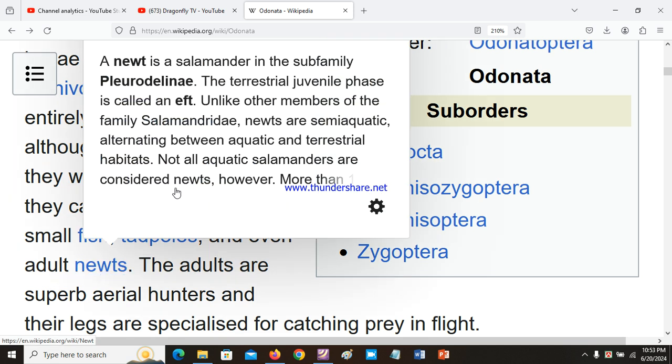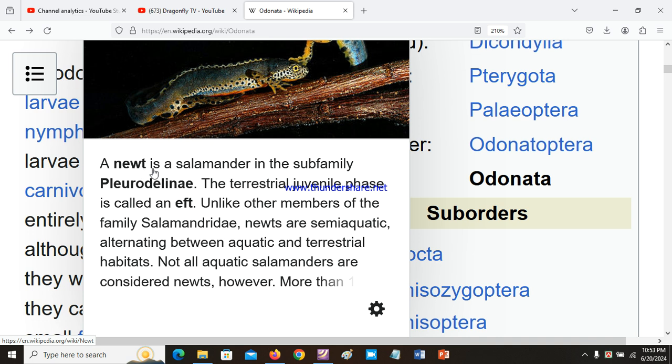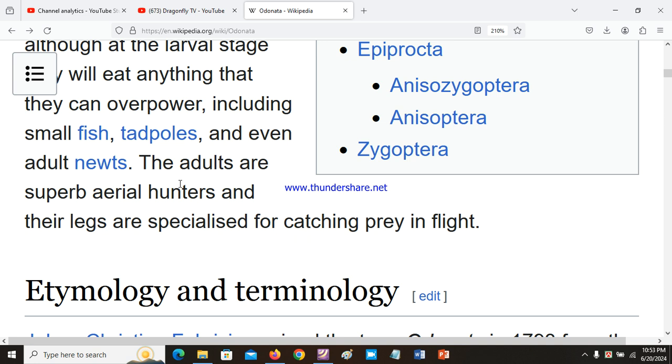And here newts. Look, this is the picture of newts. A newt is a salamander in the subfamily Pleurodilini. The terrestrial juvenile phase is called an eft. Unlike other members of the family Salamandridae, newts are semi-aquatic, alternating between aquatic and terrestrial habitats. The adults are superb aerial hunters, and their eggs are specialized for catching prey in flight.